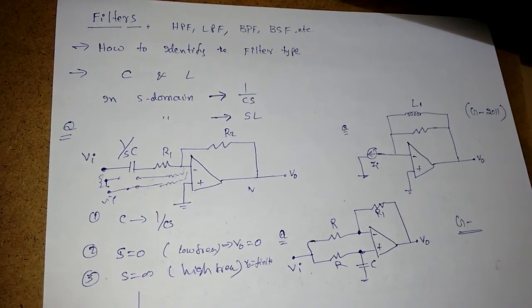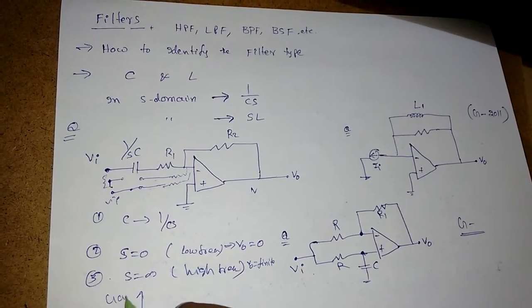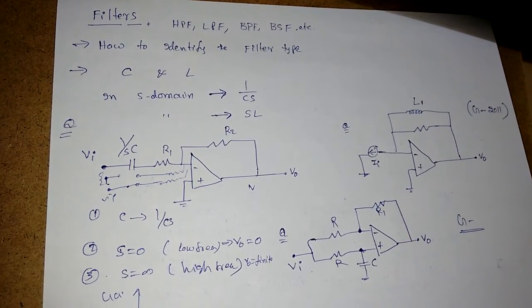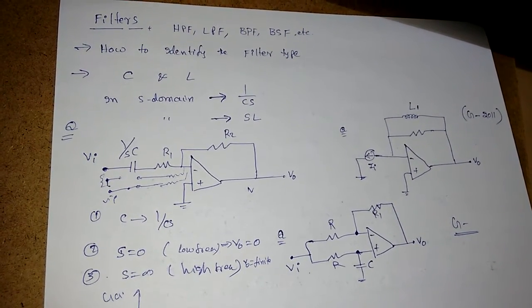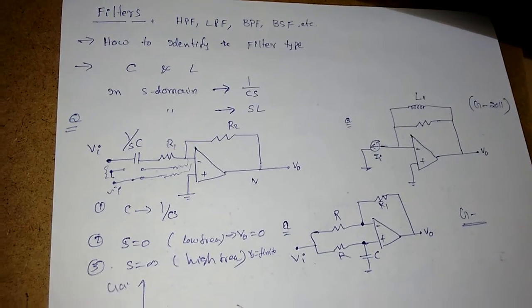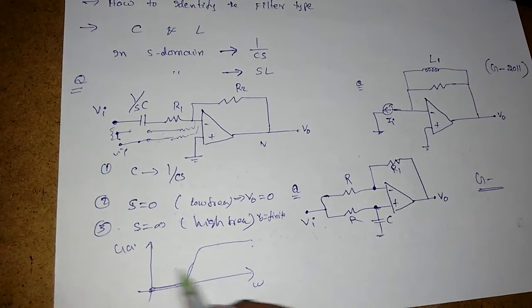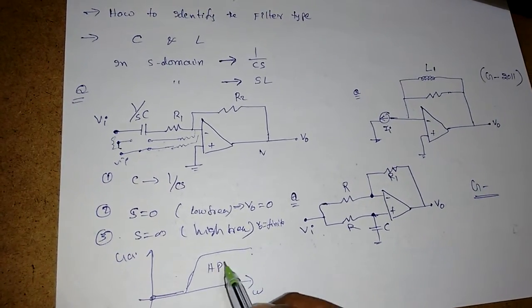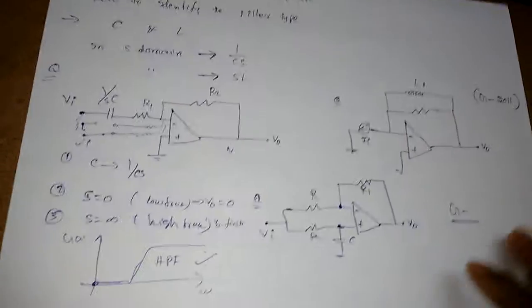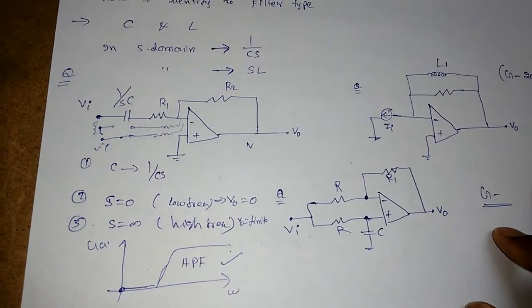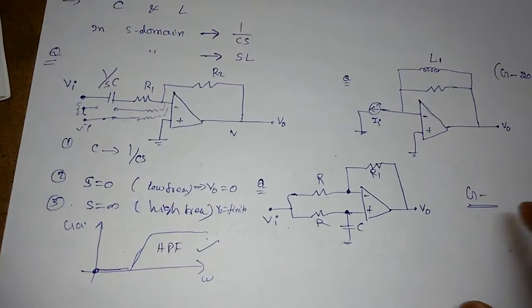Now if you draw this, omega versus gain, initially there is no voltage or gain, but at high frequencies I am getting some gain like this. So what is this filter? Simply a high pass filter. So this is how to find the filters using operational amplifier.